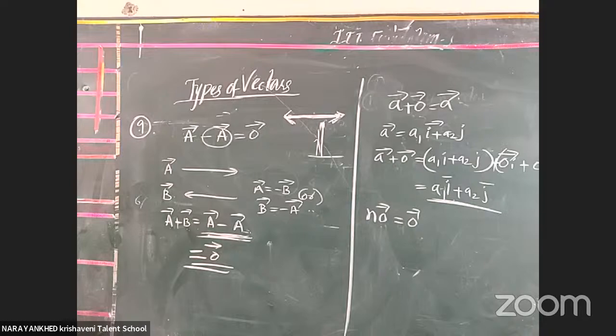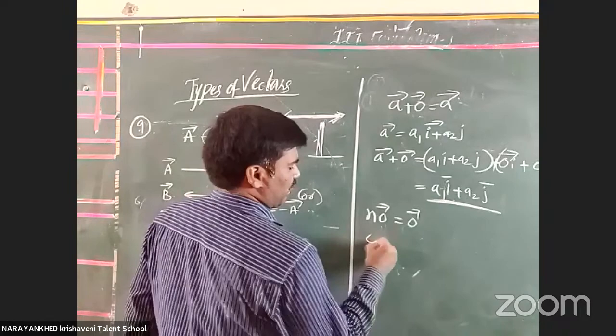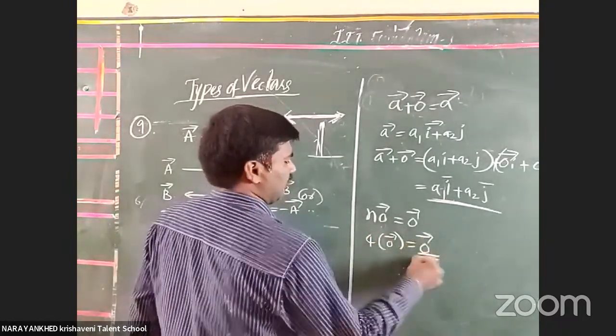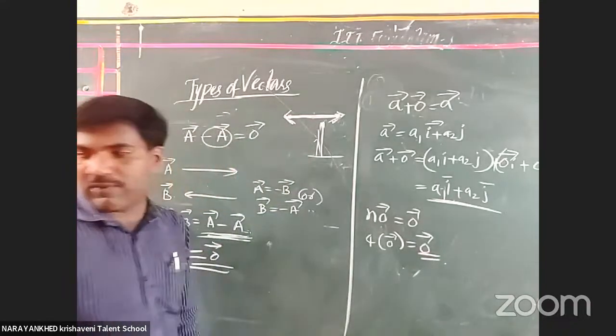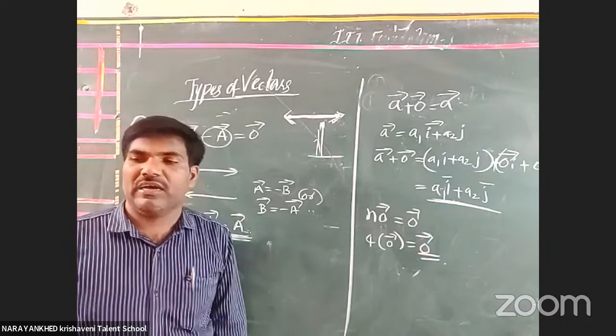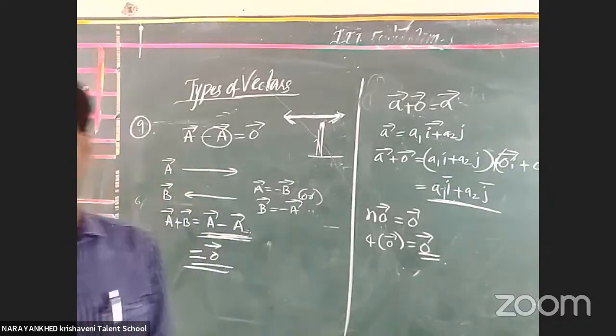Have you written it? N is nothing but somewhat 4 into O bar. That becomes what? O bar. Means 0 bar. Okay, null bar it is. Clear? This is only what we consider for the properties. We have different properties. Once look at the textbook.